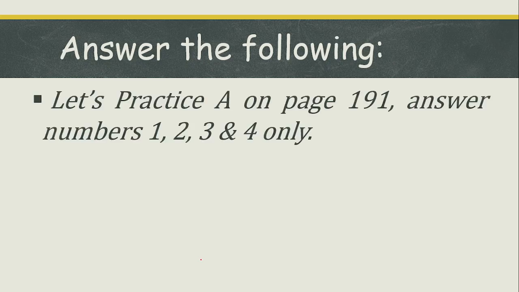For the first activity, let's practice A on page 191. You are going to answer numbers 1, 2, 3, and 4. Let me check the book, page 191. On page 191, class, what you will do is just determine the coordinates (h, k), numbers 1, 2, 3, 4. Finding the vertex there is easy, class, since the given in numbers 1, 2, 3, 4 in practice A on page 191 is in vertex form.